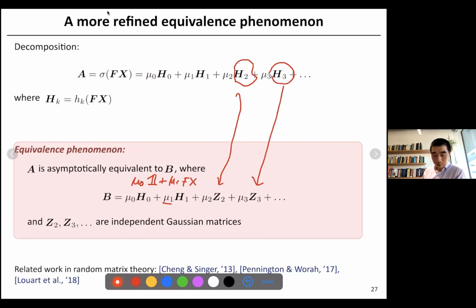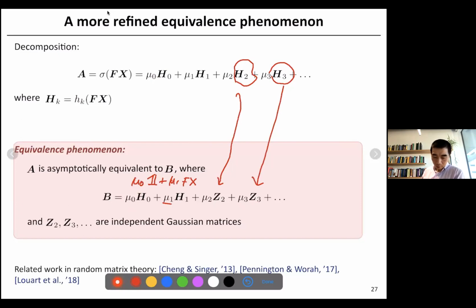And what are the mu's? Previously, I showed the formula for mu0, mu1, and so on. The formula actually comes from this Hermite expansion. So the way we calculate the mu's is to calculate the expansion coefficients with respect to different Hermite polynomials.